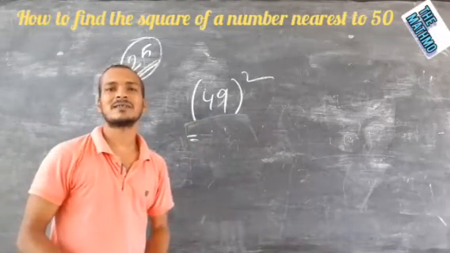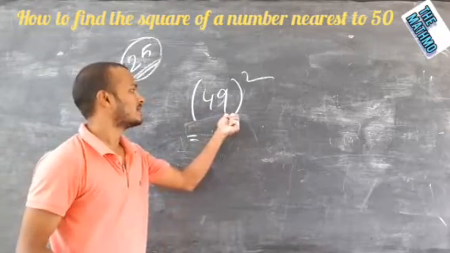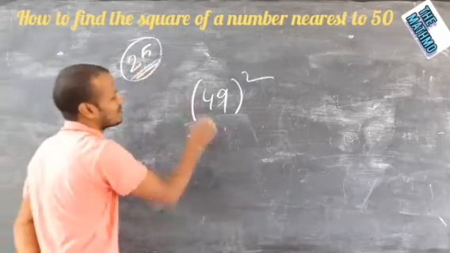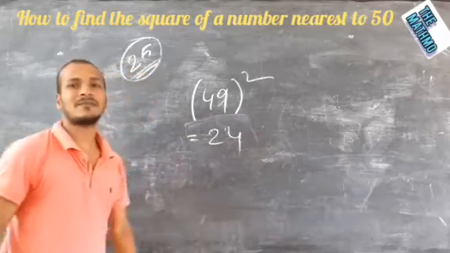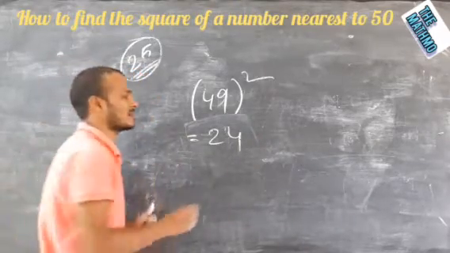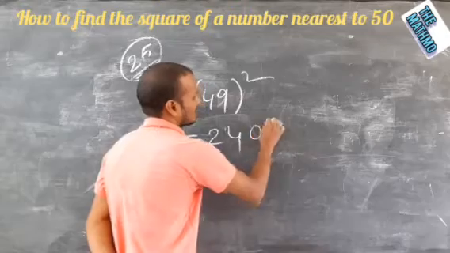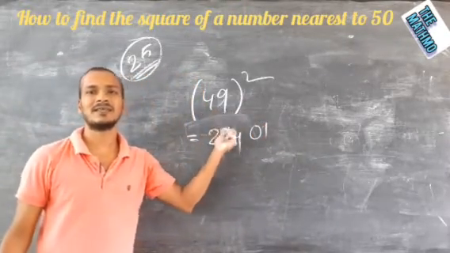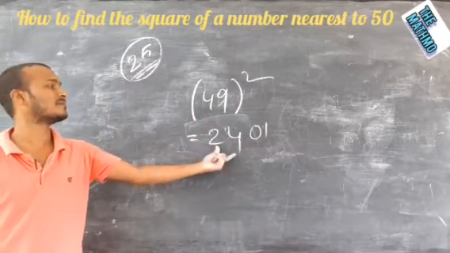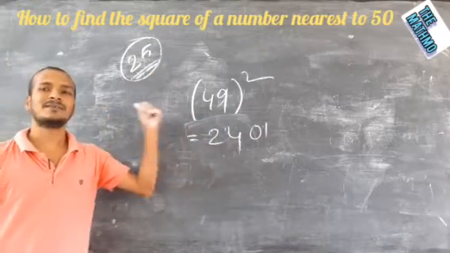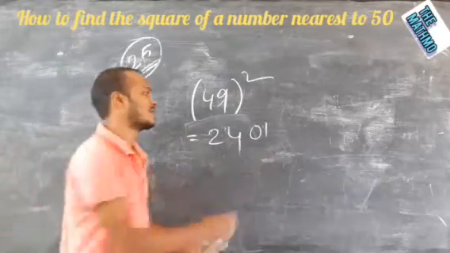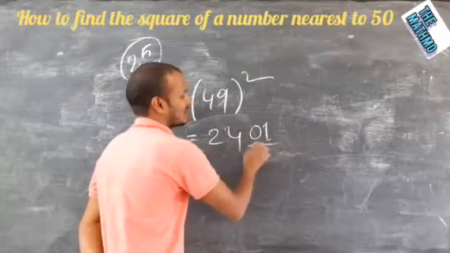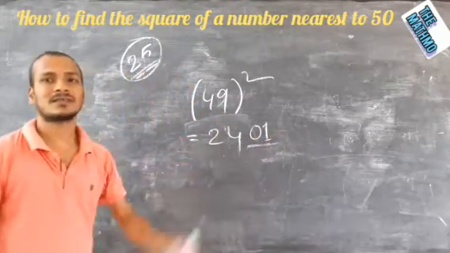So how much less is 49 than 50? It is 1 less. That 1 you subtract from 25. It is 24. And you find the square of that 1, which is 1. And when it is a 1 digit number, you must put a 0 and make it 2 digits for this trick.